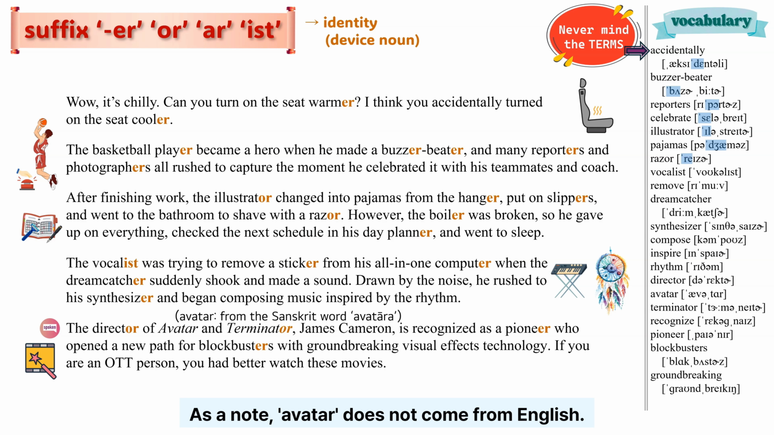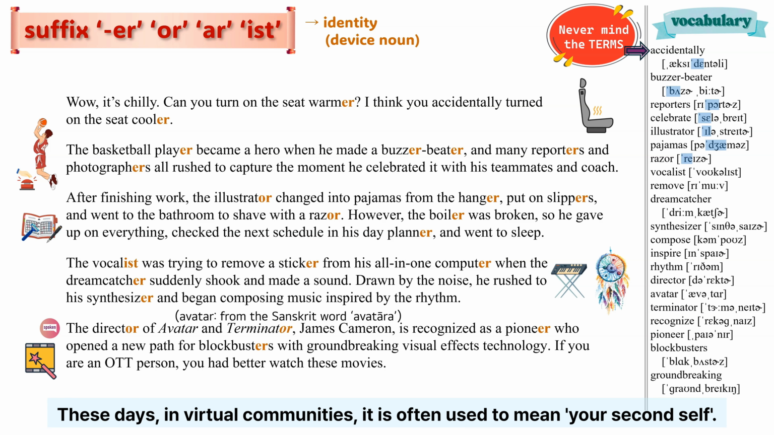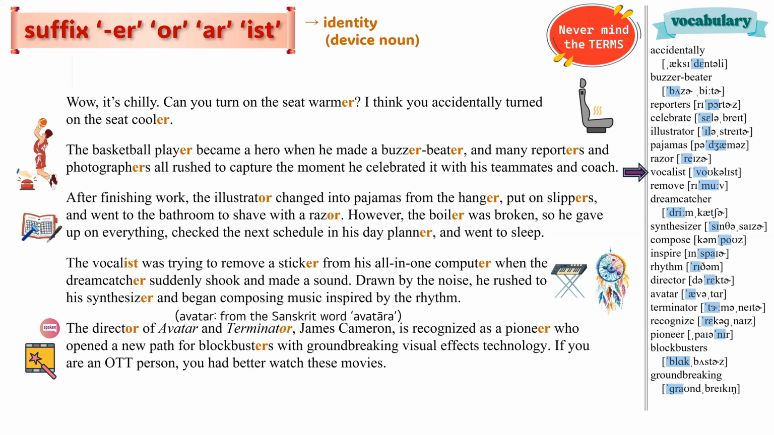As a note, Avatar does not come from English, it comes from Sanskrit, in which it means a god's form that comes down to earth. These days, in virtual communities, it is often used to mean your second self. But for our lesson here, it has nothing to do with suffixes. Now let's check the pronunciation and stress.